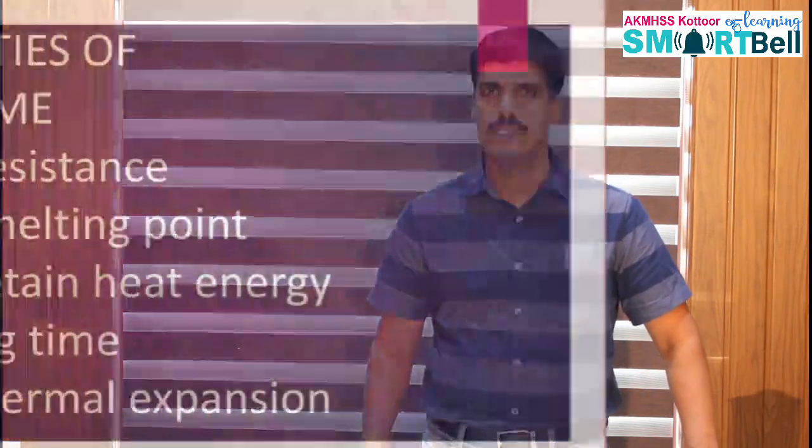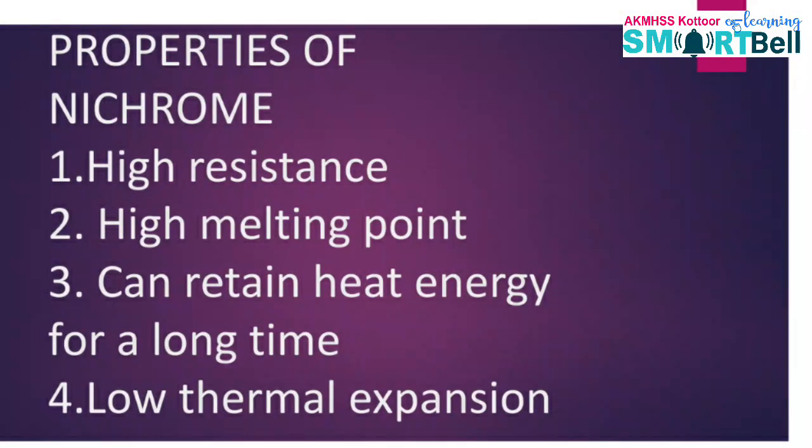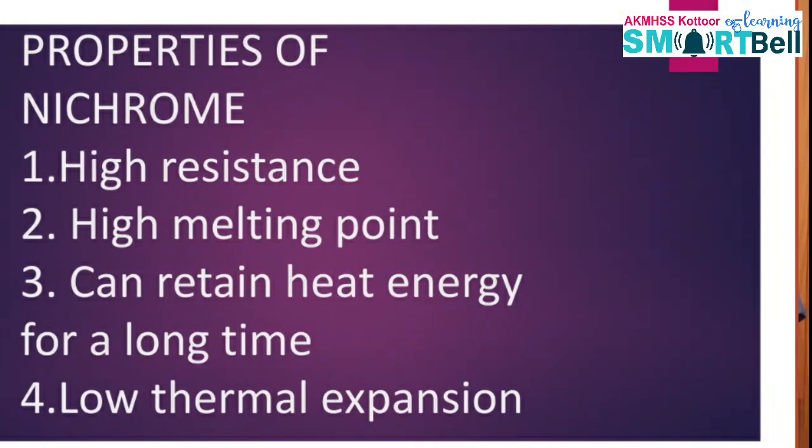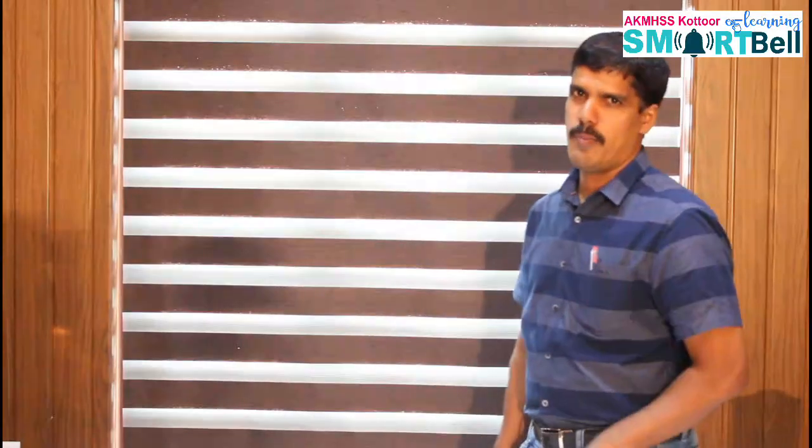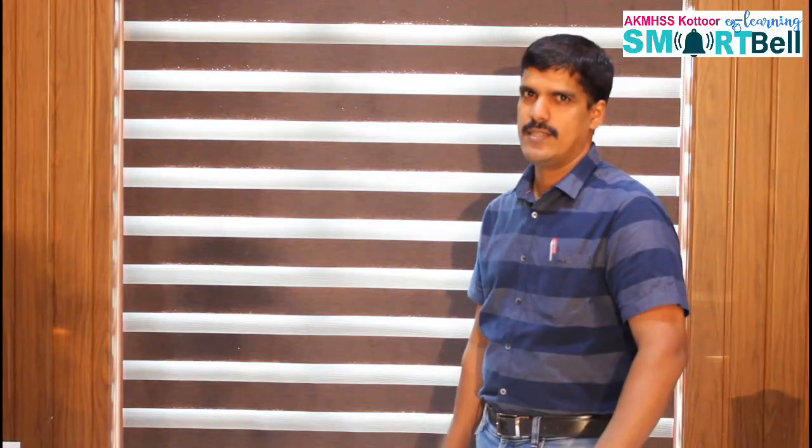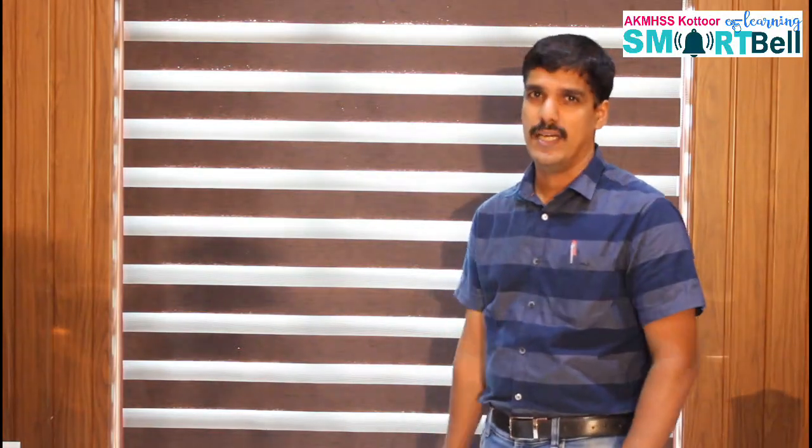If you analyze the characteristic properties of nichrome, the first one is that it has very high resistance. Because of that high resistance, it can oppose the flow of electric current. Due to that reason, a very high quantity of heat is produced in that conductor. So that is one of the characteristic properties of nichrome. The first property that we discussed is that nichrome has very high resistance.